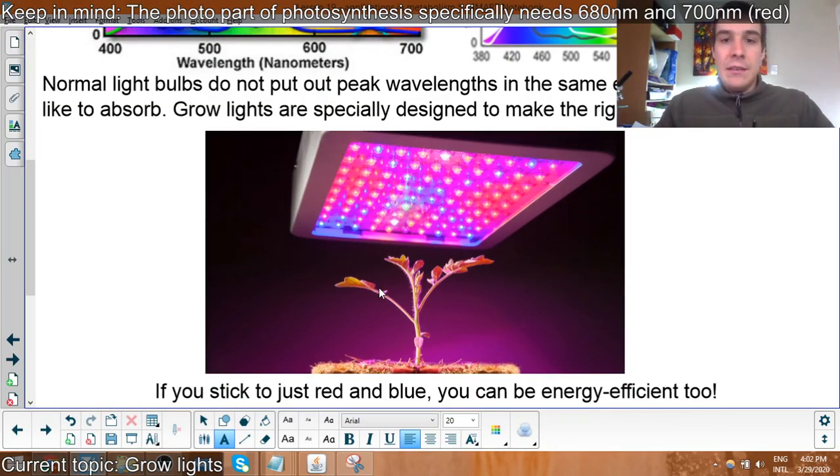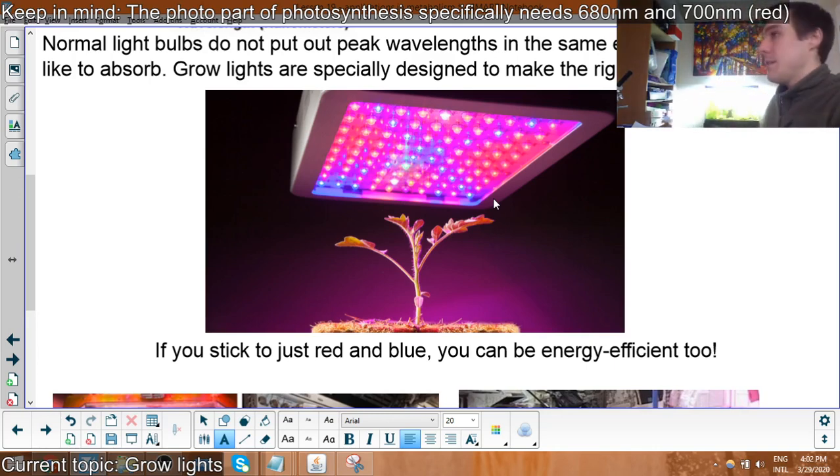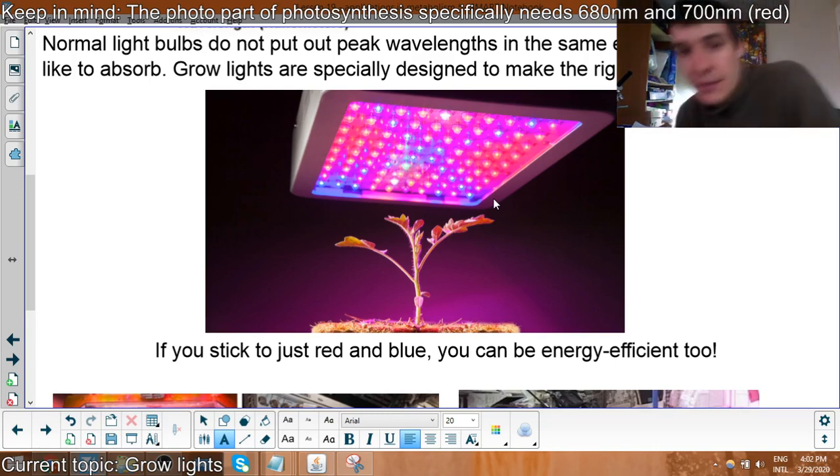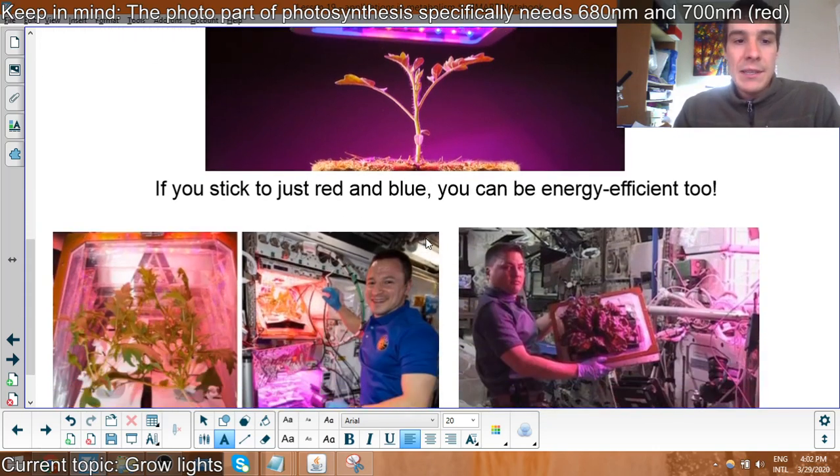So you can actually get away with just red and blue if you don't care at all about what your setup looks like. Obviously, for the fish tank, they want it nice and white so that the rest of it looks good. But theoretically, you can just do red and blue because that's what the chlorophyll needs. And that makes it more energy efficient.